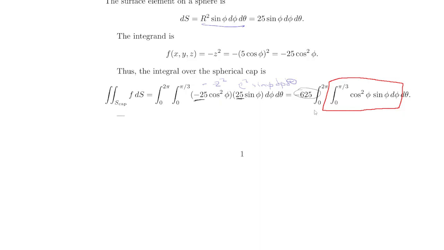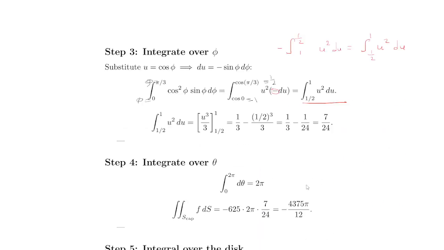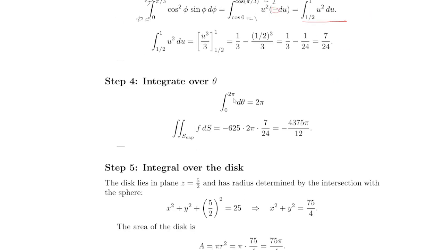And then we want to integrate it from 0 to 2 pi d theta multiplied by negative 625. So 0 to 2 pi is 2 pi. If we integrate this, it's 2 pi. And so we have 2 pi over here, 7 over 24, and then the negative 625, which gives us negative 4,375 pi over 12.